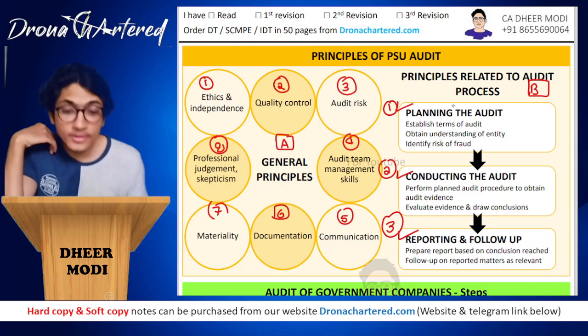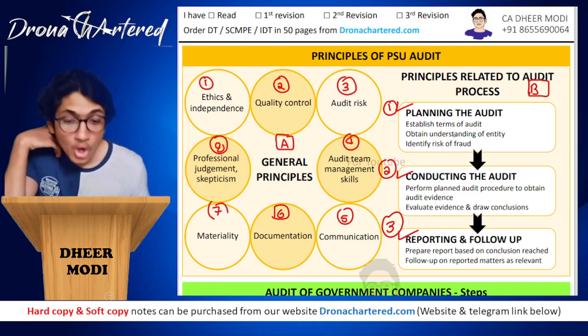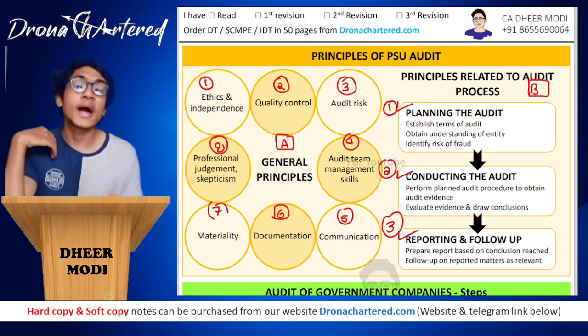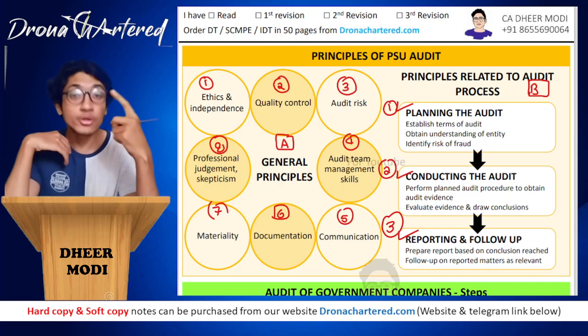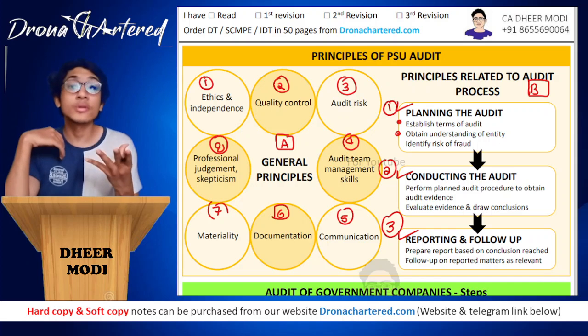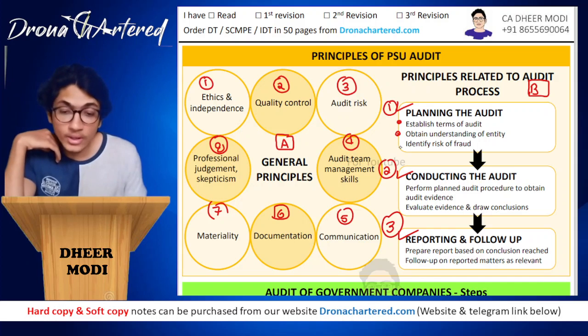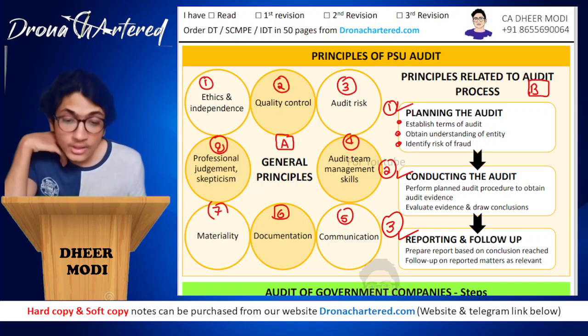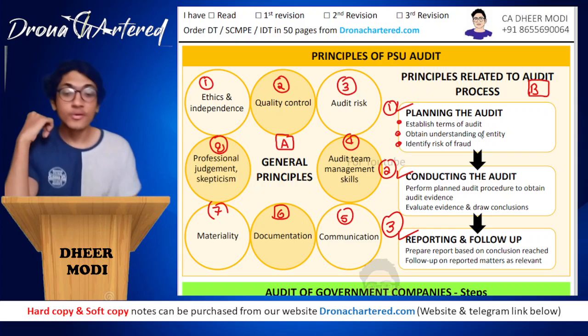Great. So first is establish terms of audit, obtain understanding of entity and identify the risk of fraud. So while you are planning the audit, you have to do all of this. First is the terms of audit. Second is obtain understanding of the entity, because if you are going to audit them, you definitely need to understand what business they do. And third is identify the risk of fraud.